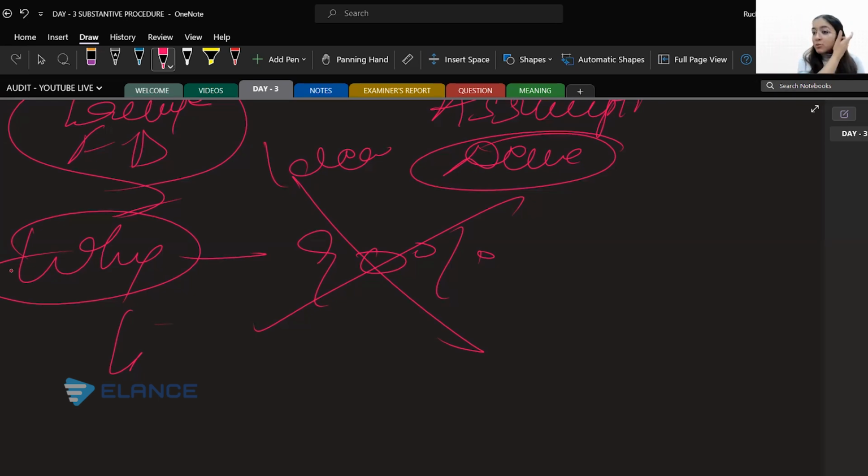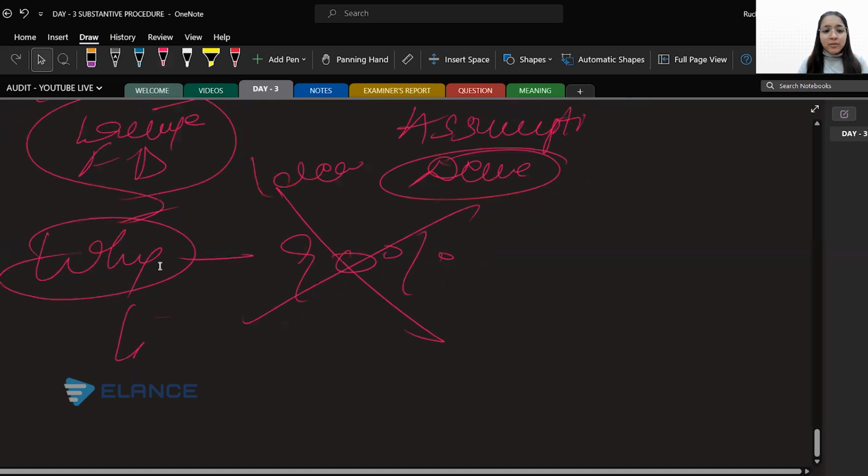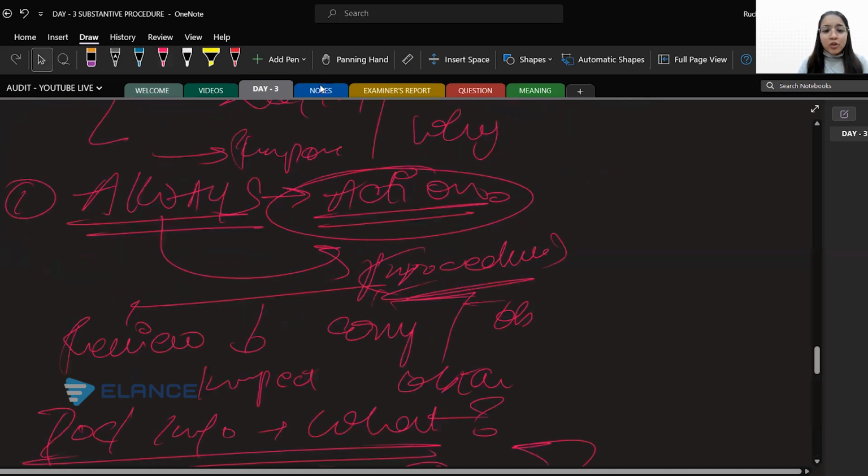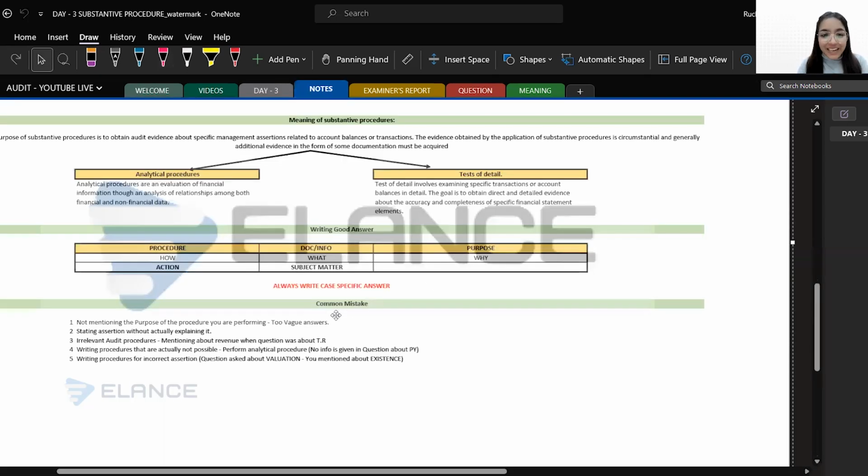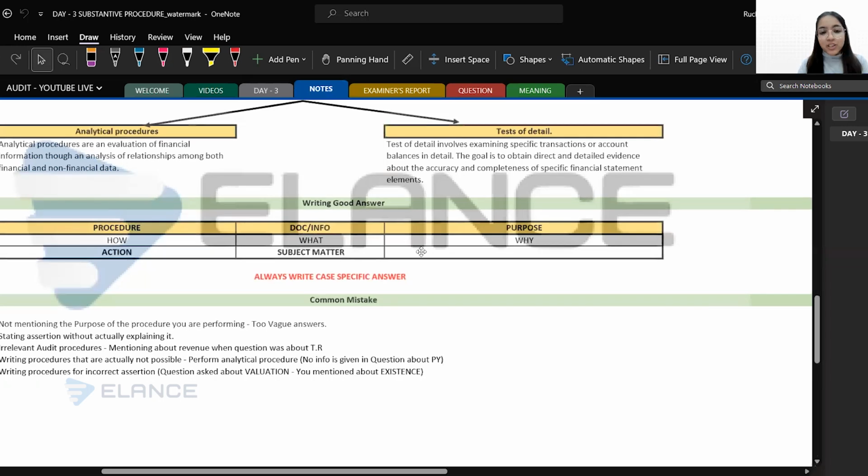So I may discuss whether they have classified into research and development depending upon the technical feasibility studies, right? Understood, guys? But you guys will write it, right? So this is the correct way to write the complete procedure, which is procedure, document, information and purpose. And there are other words that you can use to say the same thing again and again.